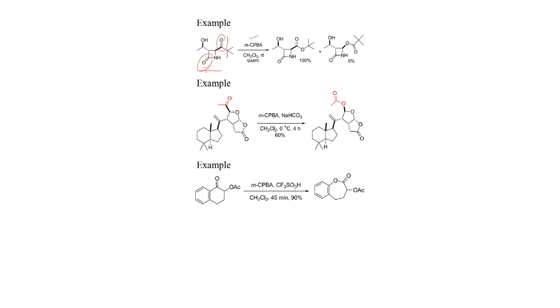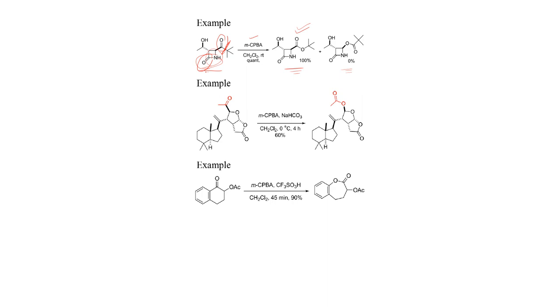As you can see here in the example, the oxygen is inserted in between this bond, and this amide is not affected. So 100% of the product is this one and none of the product is this one. As we discussed earlier, the tertiary alkyl group has much more migratory aptitude than the secondary one. So here only the tertiary alkyl group is migrated towards the oxygen atom, and this cyclic structure or secondary alkyl group is not migrating to the oxygen atom. So this is the only product.